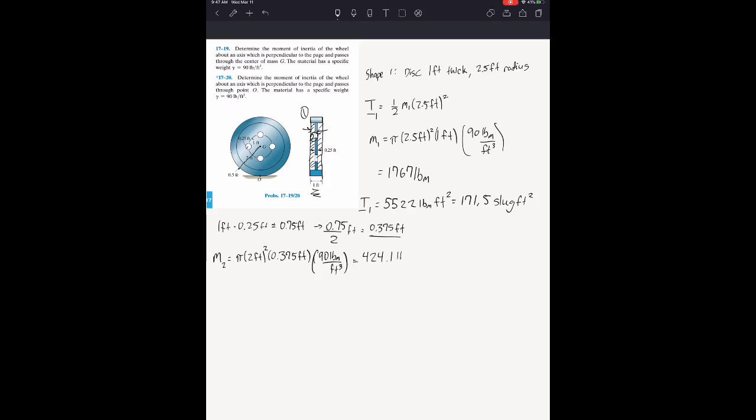424.1 pounds mass. So that seems pretty reasonable considering the overall object had a mass this large. I think that this number seems reasonable. Okay, so that's the mass.